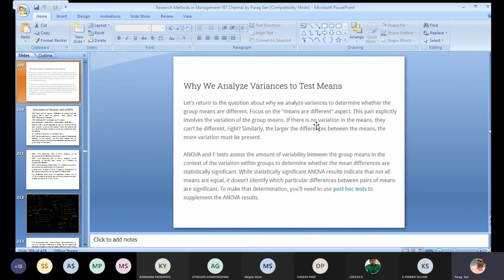If there are no variations in the means, then they cannot be different. Similarly, the larger the differences between the means, the more variation must be present. So that's why we can compare the variances to compare the means.